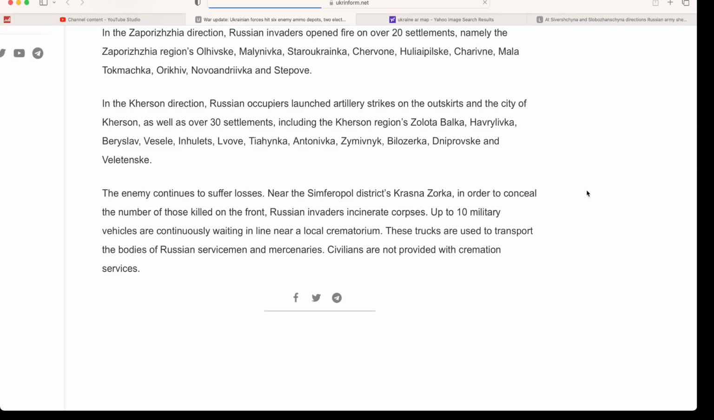In order to conceal the number of those killed on the front, Russian invaders incinerate corpses. Okay, now they try to create the image of the Nazi concentration camps. But hey, maybe that occurs, and sometimes what are they going to do with corpses that cannot be identified, and possibly Ukrainian corpses if you advance. Yeah, I don't know the exact procedure. Up to 10 military vehicles are continuously waiting in line near a local crematorium. These trucks are used to transport the bodies of Russian servicemen and mercenaries. Civilians are not provided with cremation services.